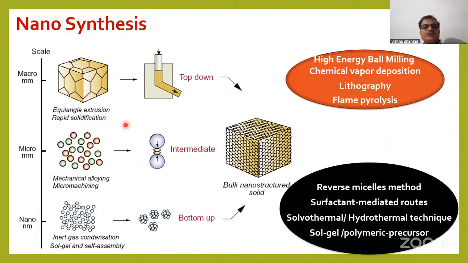As you see, there are basically two approaches people can apply. One approach is top down, where from the top you come down to the nanoscale level. Another is called the bottom up approach. Bottom up means you have your material at the atomic scale level, then you control the assembly process and bring it up to the nanoscale level. These are the two approaches people follow to synthesize nanomaterials, and these are a few examples. Here I am going to focus on the reverse micelle and sol gel method.